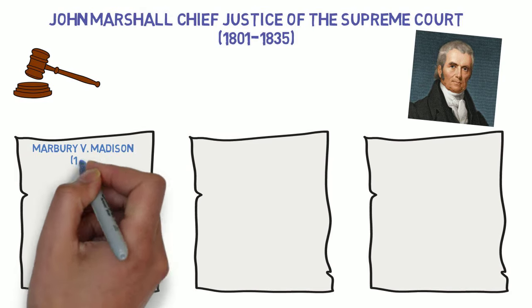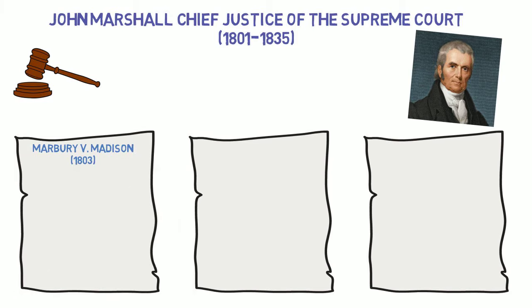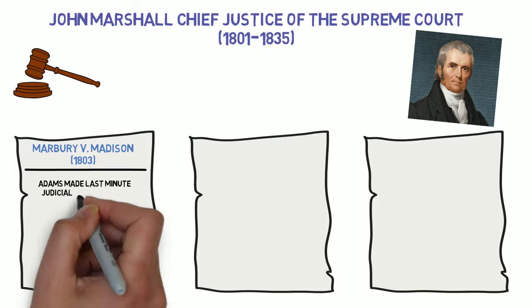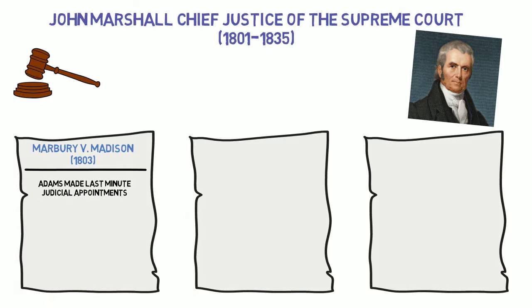The first case is Marbury versus Madison in 1803. The background of this case was this. Shortly before he left office, President John Adams appointed a Federalist, William Marbury, as a Justice of the Peace for the District of Columbia. Adams filled out and signed the appointment documents, but left it for the incoming president, Thomas Jefferson, to actually carry out the appointment.